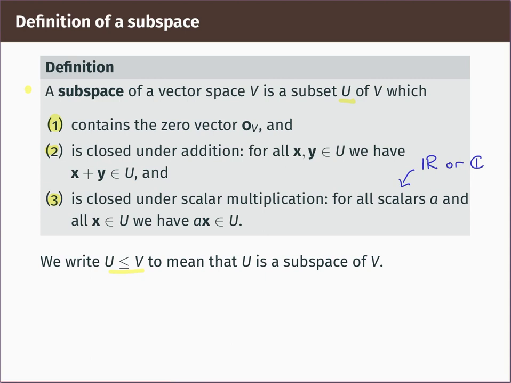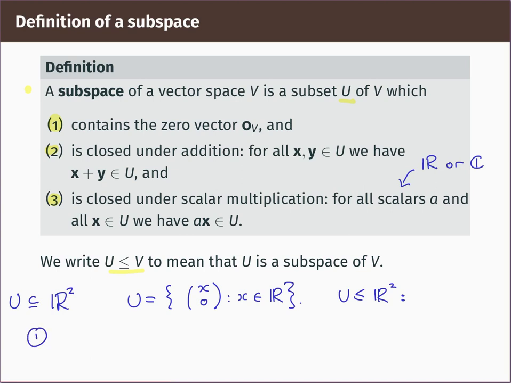Let's take an example of a subspace. So we'll start off with the vector space R squared, the space of all column vectors of height 2 with real number entries. And we'll look at the subset U of R squared, defined as follows. So U is all the vectors of the form (x, 0) for x in the real numbers. Then U is a subspace of R squared. So to check that, I have to verify the three properties.